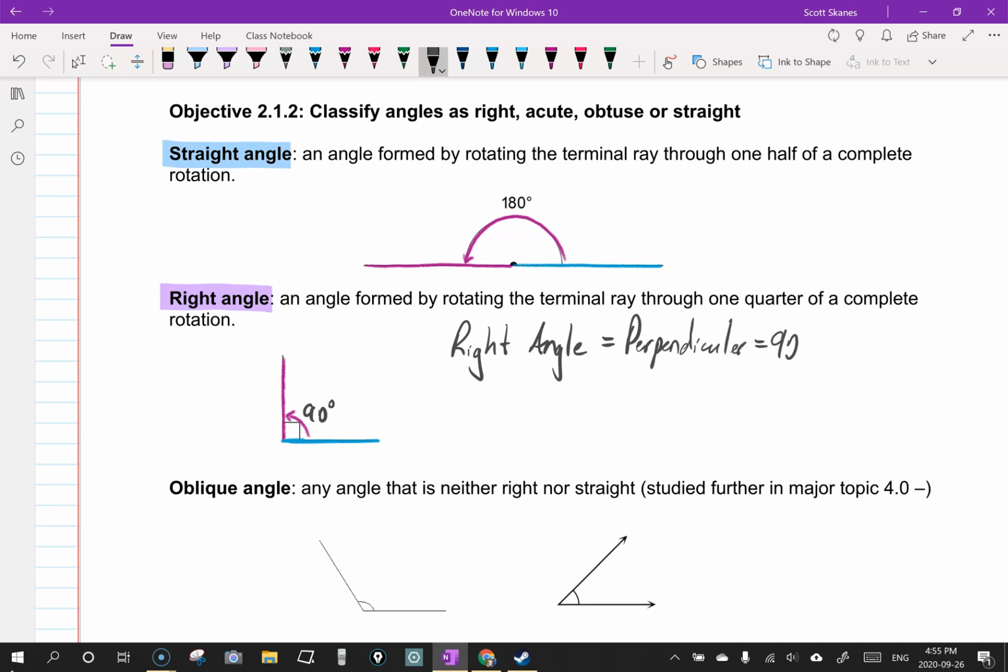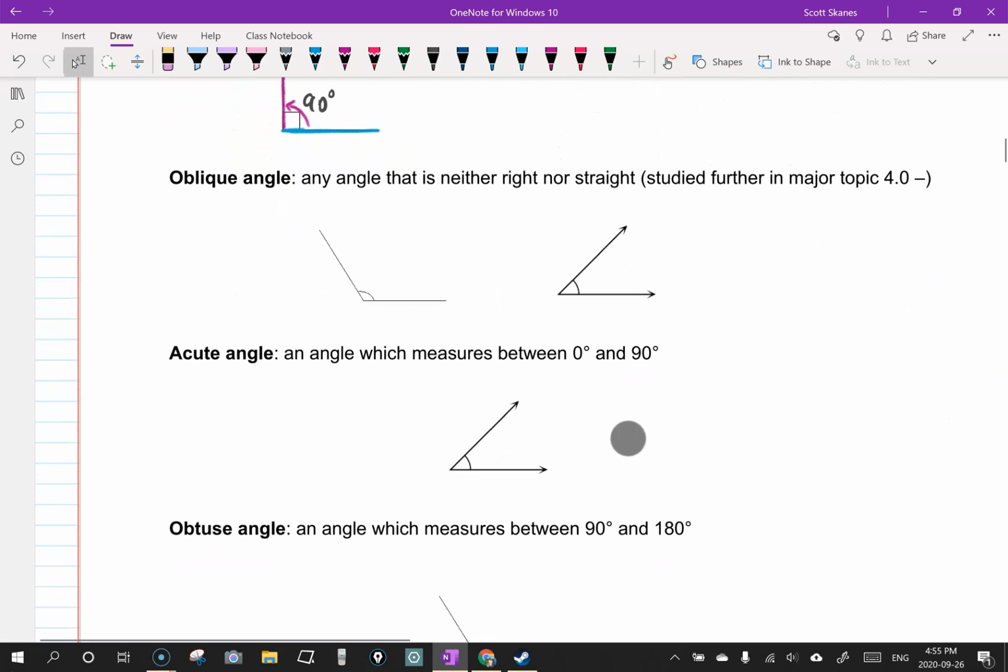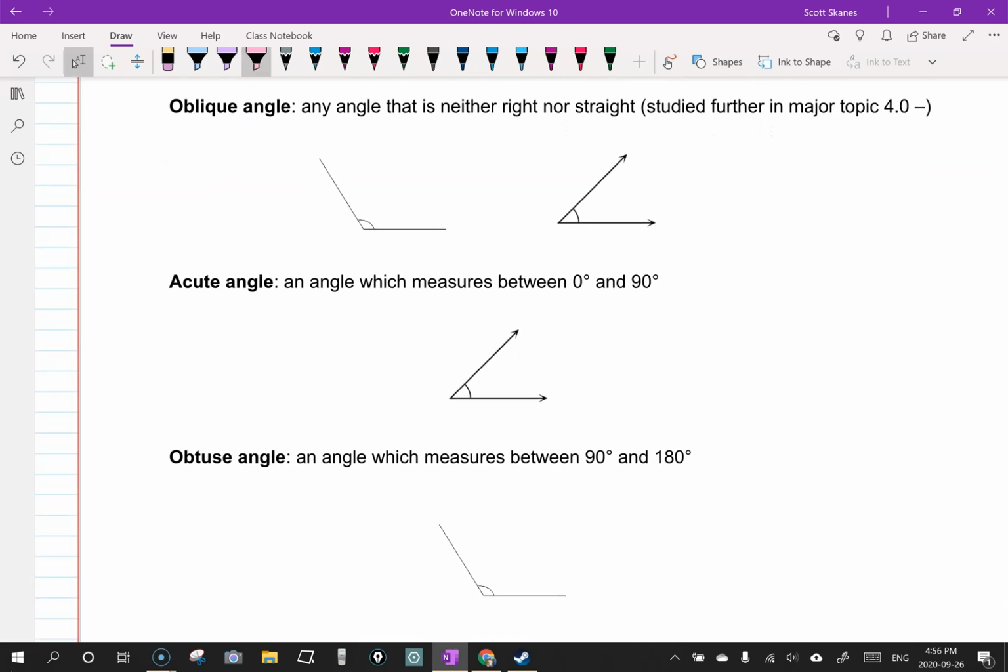And they both mean 90 degrees. All right? Oblique angle means an angle that's not right and not straight. So oblique, any angle that is neither right nor straight. So it's not 90 degrees.